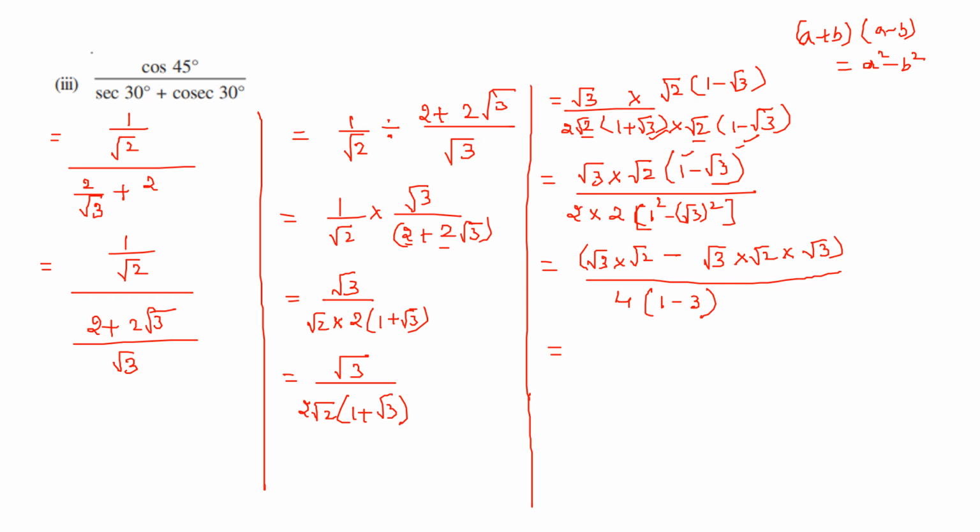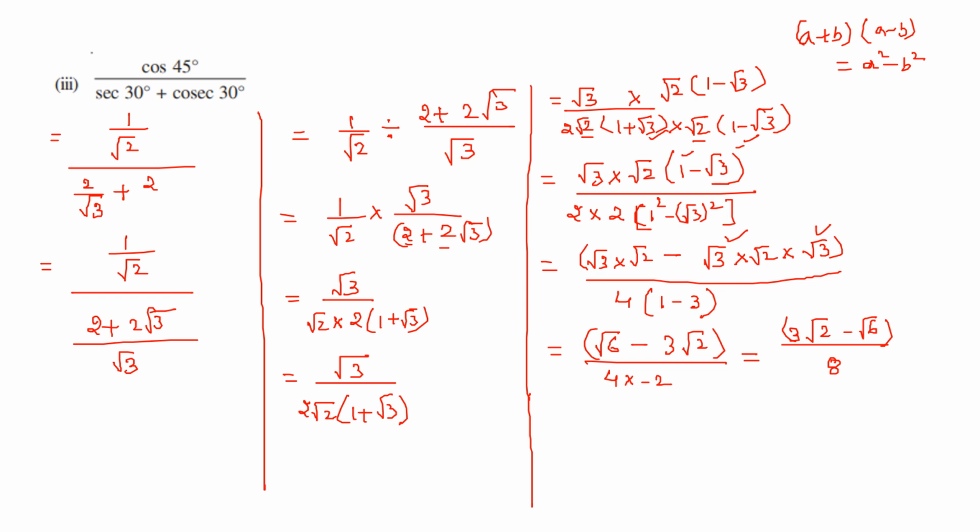In the numerator, root 3 into root 2 will give you root 6 minus root 3 into root 3 will become 3 and into root 2. So 3 root 2, denominator is 4 into minus 2. Now this minus from the denominator I am going to shift it to the numerator, isn't it? So what you can do, you multiply minus 1 on both numerator and denominator. So numerator will become 3 root 2 minus root 6 and denominator will become 8. Okay. So this is the answer for this question. Though this question is a little lengthy, but if you do it slowly, step by step, it is easy. It's not so tough. Okay.